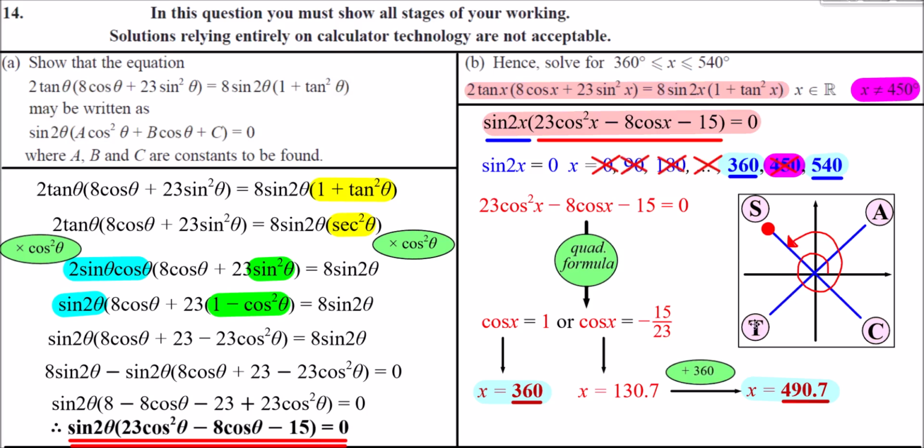So putting these solutions together to make our final answer as clear and obvious and as good, therefore, to the examiner as we can, we're going to write that therefore x is 360 degrees, 490.7 degrees, or 540 degrees. That's our full solution for question 14.